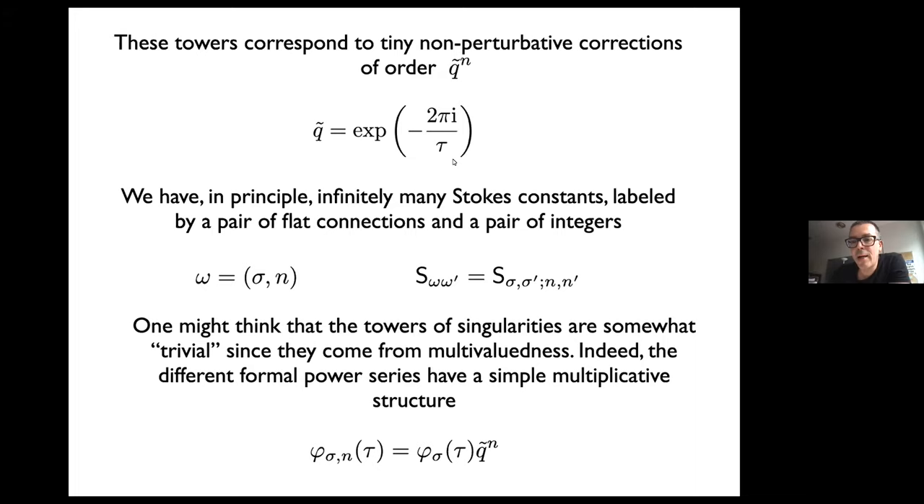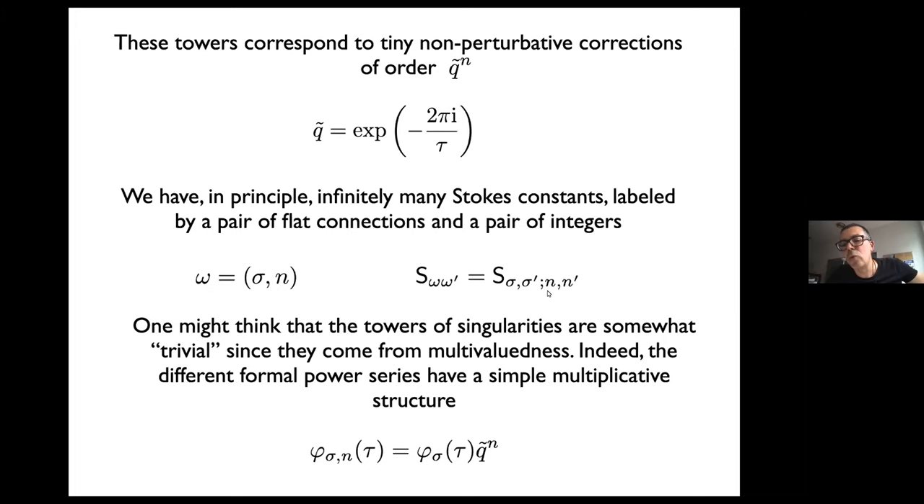Now, remember that the Borel singularities tell you about this additional sector. So maybe here we can see a kind of concrete example of how these sectors look. For each classical, in quotation marks, flat connection, we will have a tower of singularities. So the singularities in the Borel plane are going to be labeled by two indices, one index sigma, which labels the connection. For example, in this case, we have the geometric and the conjugate connection. And then on top of that, we'll have an additional integer n. So here you already see an infinite number of sectors due to this tower of singularities. And remember also that Stokes constants are matrices relating one formal power series to another, and they will be labeled by two classical connections and two integers.